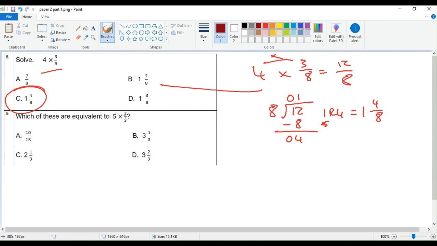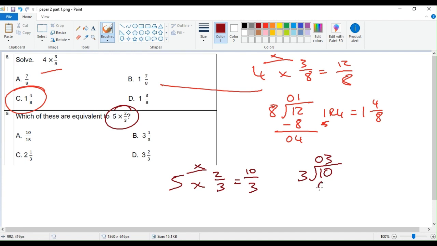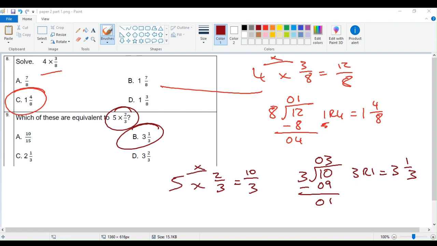You've got 5 times 2/3. Let's do it here. Well, 5 times 2 is 10. 10/3. Do we see that anywhere here? No, we don't. Change this into a mixed number. 10 divided by 3. 3 times 3 gives us 9. Subtract that, we get 1. So it's 3 remainder 1, which is 3 and 1/3. And B is your answer there.